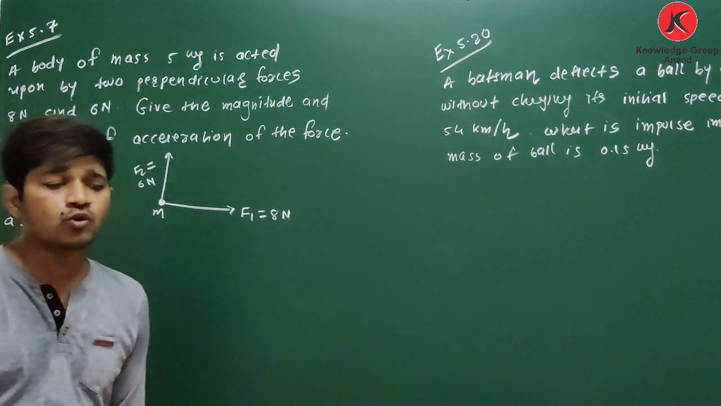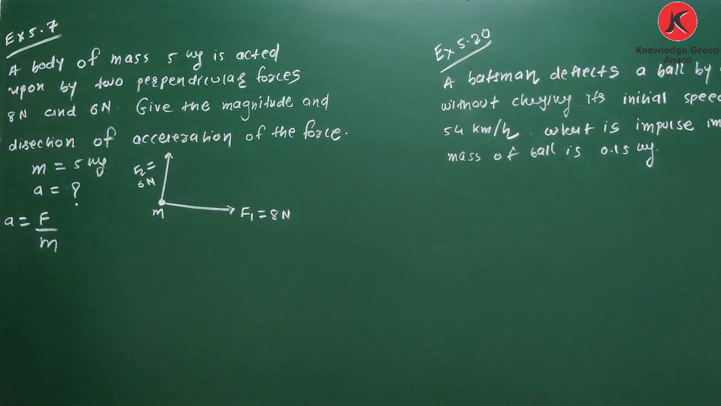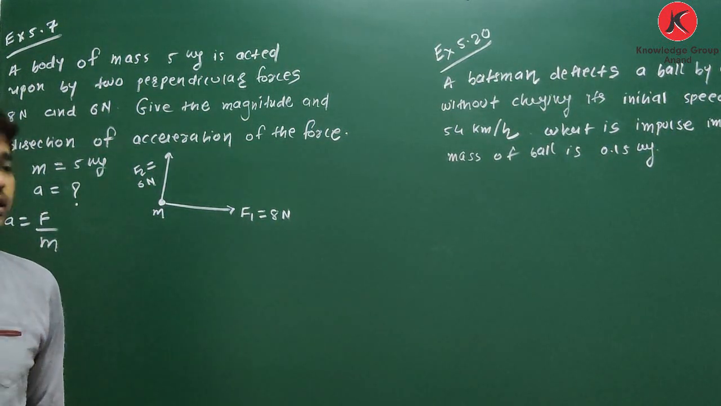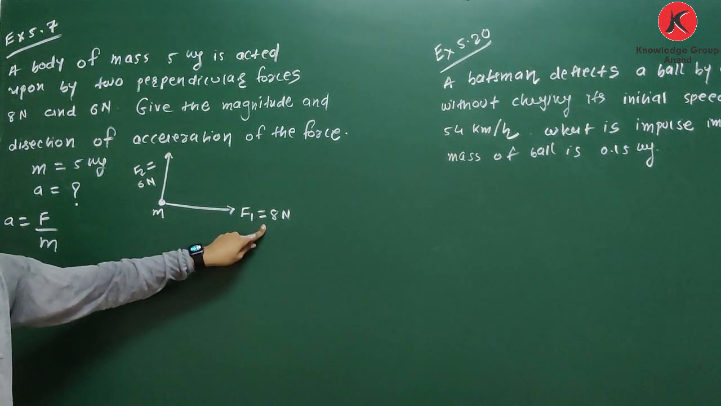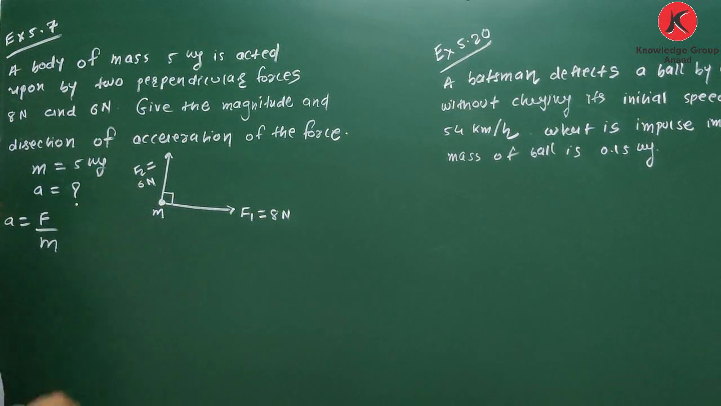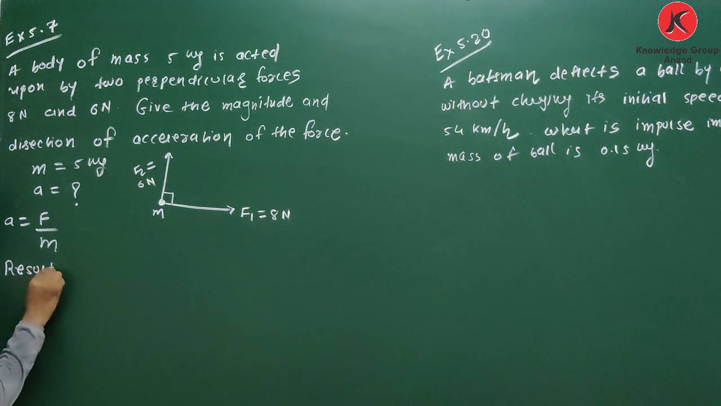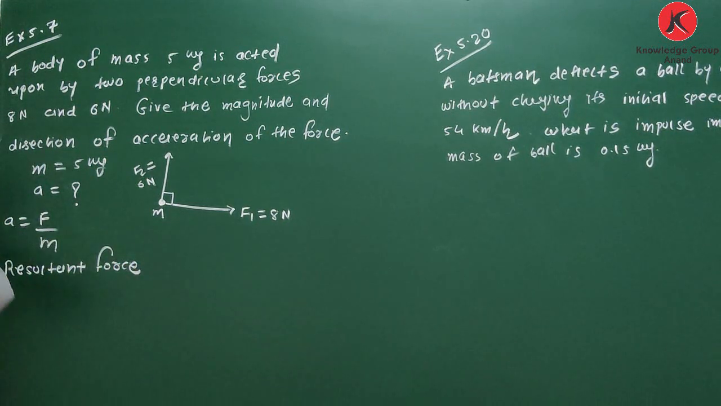Force is a vector quantity, so you cannot add them directly. You have to first of all observe their direction. Here F1, 8 Newton in this direction, F2, 6 Newton in this direction. They both are perpendicular. So first of all, find the resultant force.